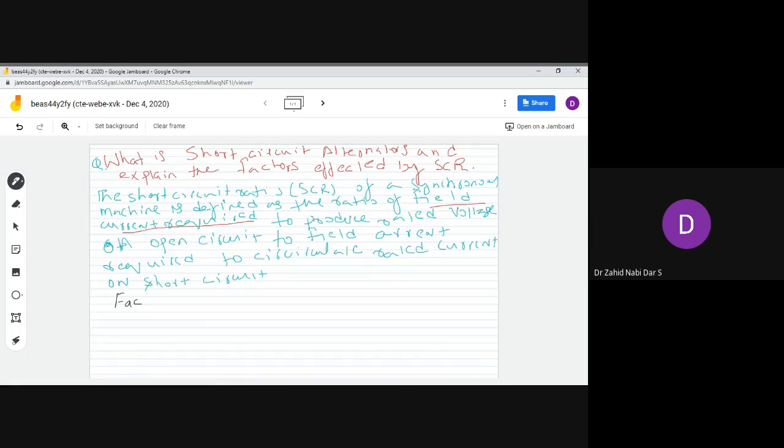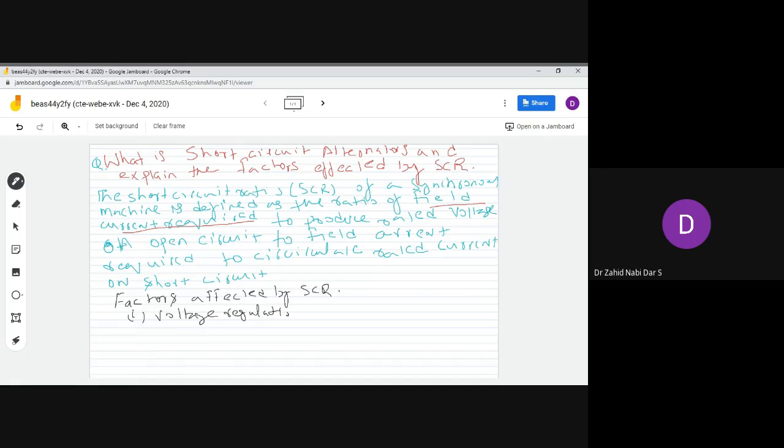Factors affecting, affected by SCR. So number one factor that it affects is that it affects the voltage regulation. Voltage regulation.